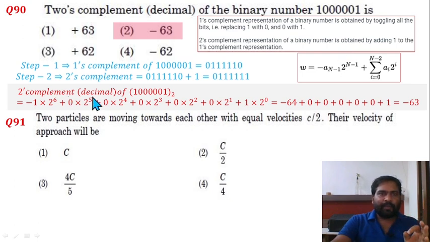तो 2's complement decimal of this number, जस्ट फर्स्ट टर्म जो रहेगा, ये जो पहला वाला टर्म है इसको नेगेटिव कर देना है और बाकी सभी को पॉजिटिव रख के जोड़ देना है. 1 इंटू 2 रेज़ टू पावर 0 प्लस 2 रेज़ टू पावर 1, 2, 3, 4, 5, 6, बाकी सब में बीच में 0 है, दैट्स वाई 0 इज हियर.